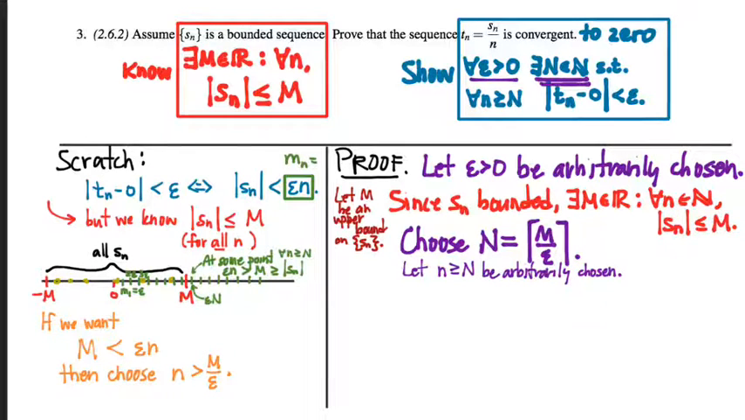How do we prove that? Substitute that into the equation. So we'll start with this inequality, the absolute value of Tn minus 0, and we'll substitute in what we know Tn to be. It's Sn over n. And if I subtract 0, that's not really doing anything for me.